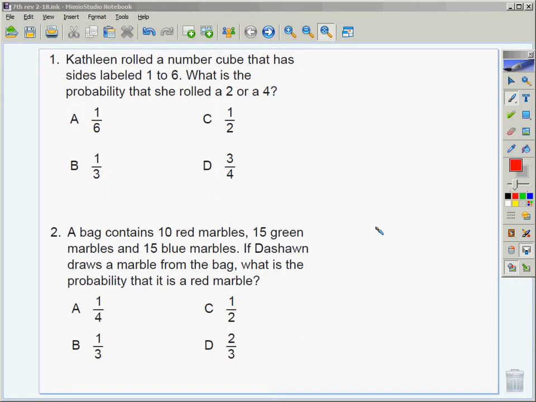Okay, remember tomorrow that your test will be shorter than this. It'll be somewhere between 10 and 15 questions, but all the questions would be similar to this.